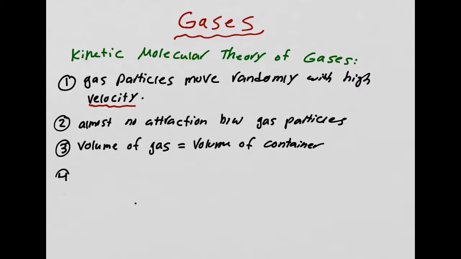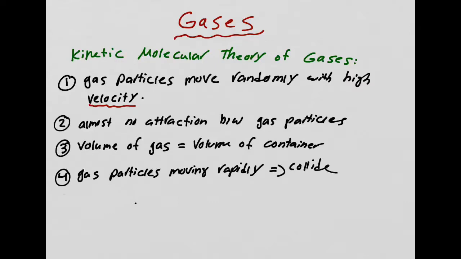Nice job. Now, let's go to number 4. Number 4 says gas particles are constantly moving rapidly, and we talked about this already. Now, sometimes when you're moving rapidly, you will collide. What happens if you're moving rapidly and then you collide? You're just going to go in a new direction. Okay?